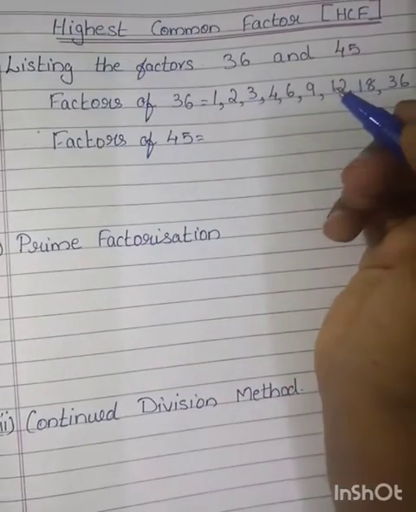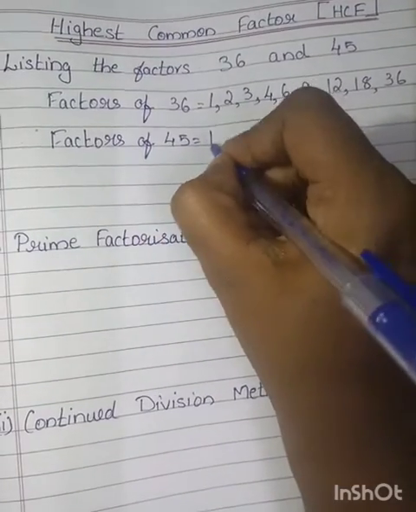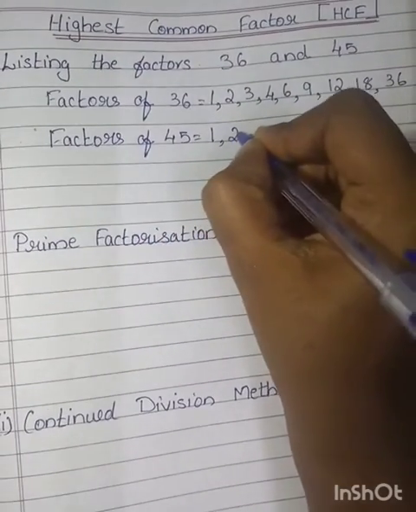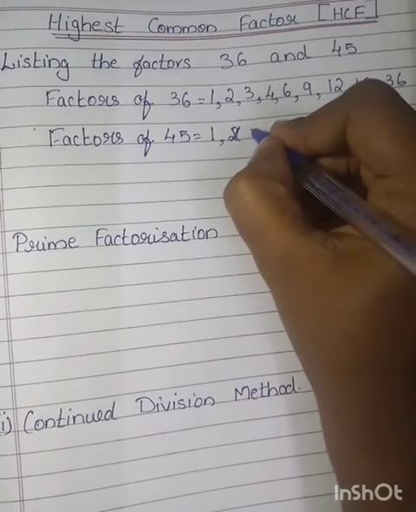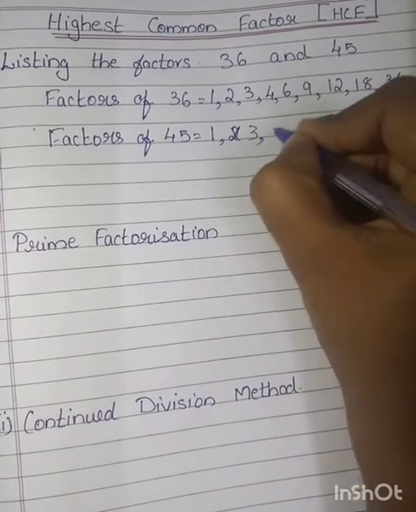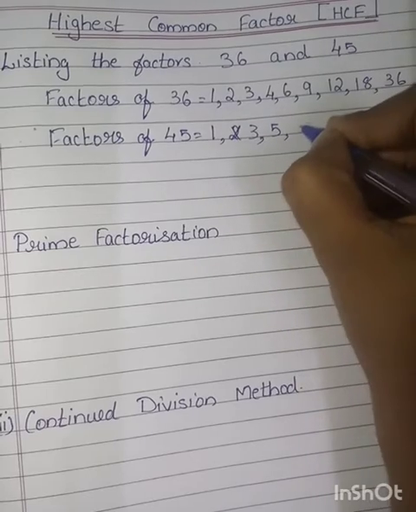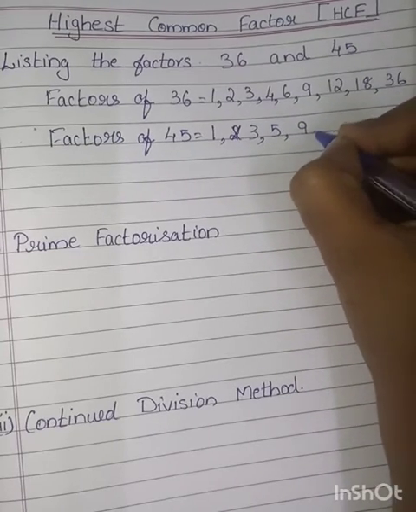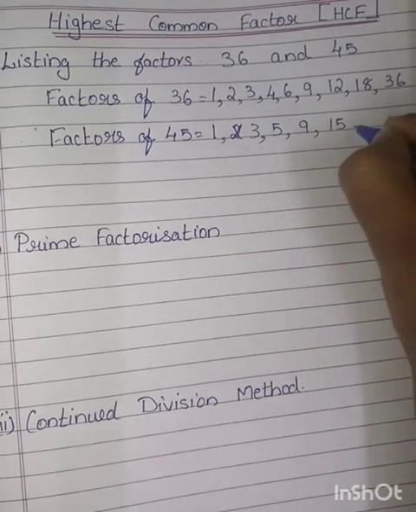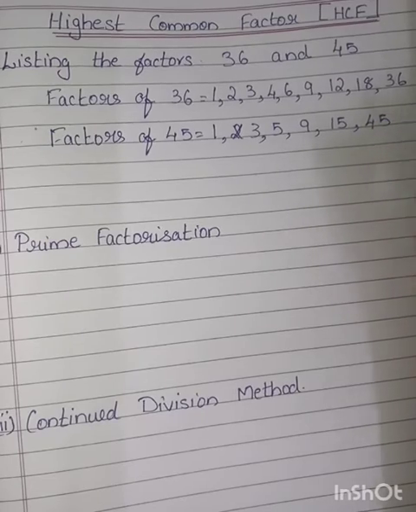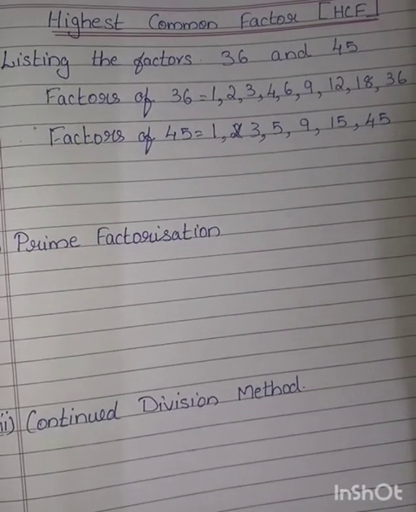Let us now find out the factors of 45. So factors of 45 are 1, 2, sorry, 2 is not a factor, then it comes in 3, then 5, then 9, 15 and 45. So these are the factors of 45.